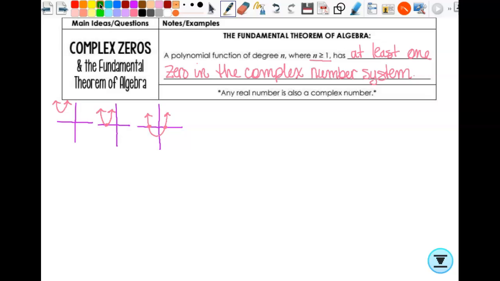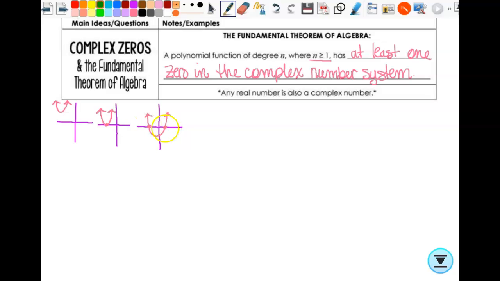So you most likely never talked about the complex number system until you talked about imaginary numbers. Although imaginary numbers and complex numbers are completely related to each other, they are not exactly the same thing. Being a complex number does not automatically make you imaginary. Because if it did, this wouldn't make any sense. This is a polynomial function, right? We agree with that. The n is greater than or equal to 1. It says it has to have at least 1 zero in the complex number system.